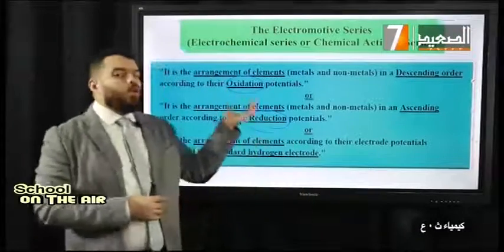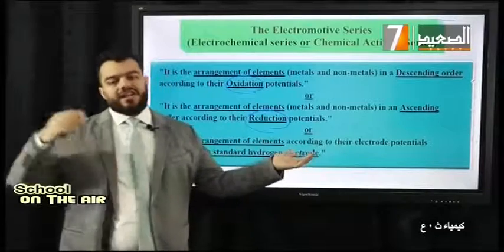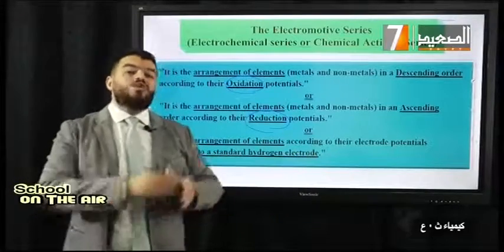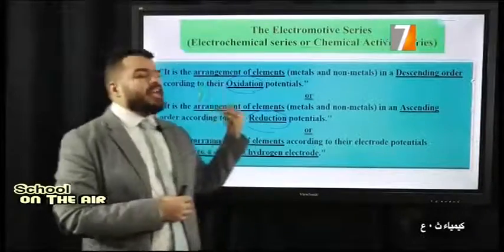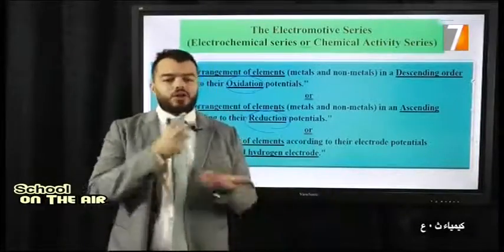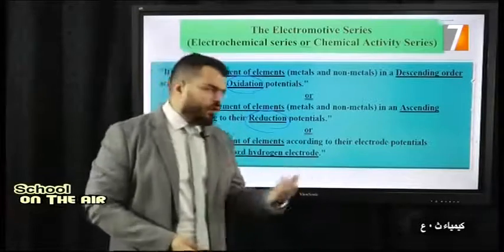We get all the numbers and all the values of the oxidation potential or the reduction potential by connecting it to the standard hydrogen electrode. So we can name it the arrangement of any element compared to the standard hydrogen electrode. Okay.